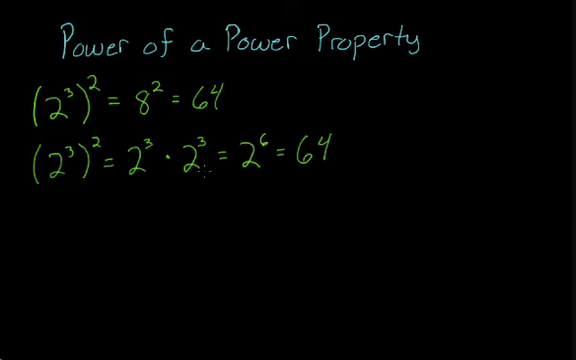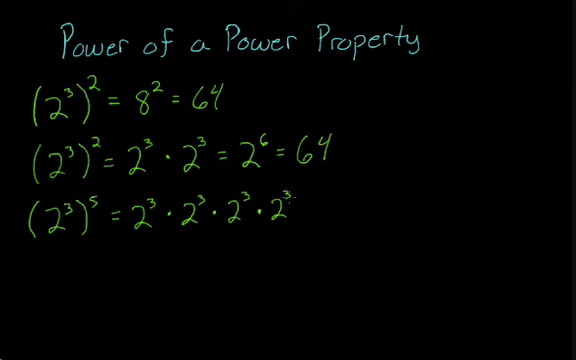So why would we want to look at it this second way? Let's explore this a little further. Let's say we have 2 cubed and we raise it to the 5th power. Well, that's just going to be 2 cubed multiplied by itself 5 times. Let's see what we're going to get here. 2 cubed times 2 cubed 5 times. So how would we simplify that?